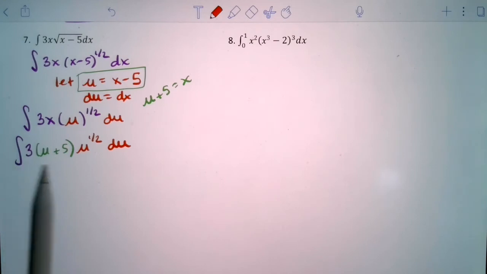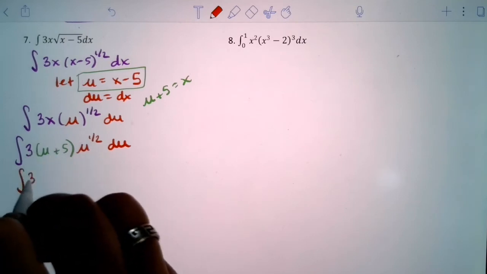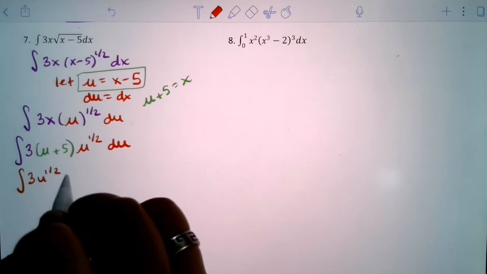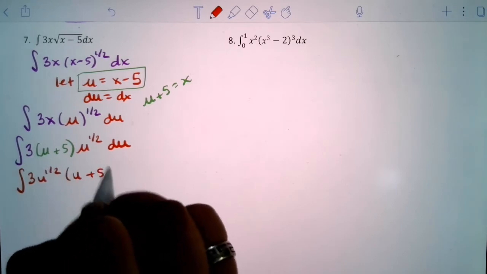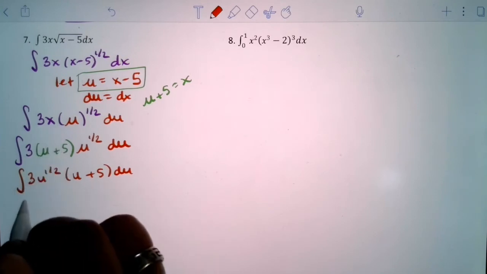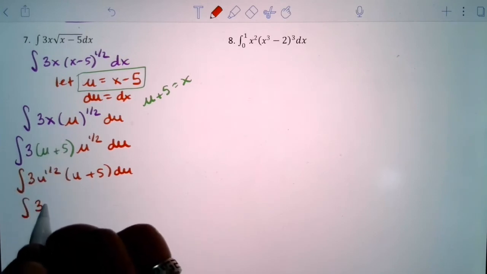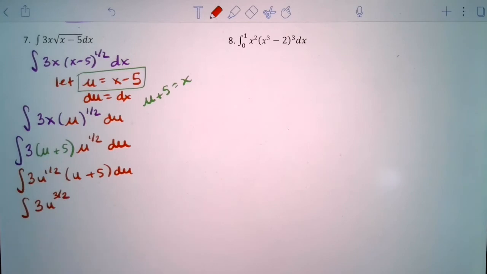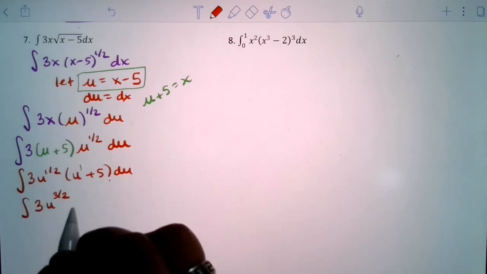Again, there's no product rule for integrals, but I am allowed to distribute the 3 in, and I can distribute the u to the 1/2 in. So let's just throw those guys together. Remember, multiplication is commutative, so you can do them in any order that you want to. This is a maneuver that you can handle algebraically. I can distribute that 3 u to the 1/2 times u. Remember, that's where you add exponents. And I will also distribute it to that 5.